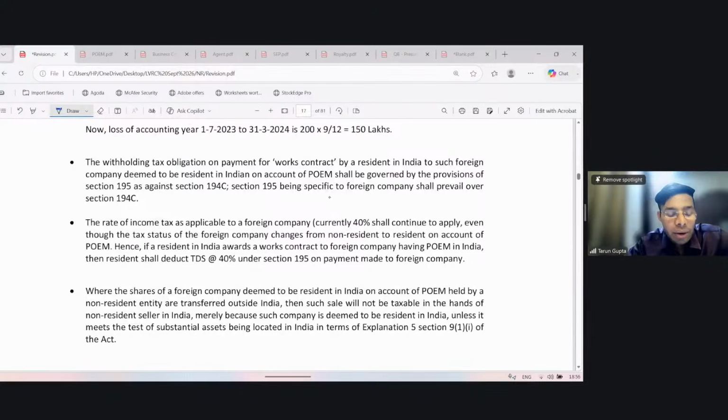Now see, the withholding tax obligation on payment for a work contract by a resident in India to such a foreign company deemed to be resident in India on account of POEM shall be governed by the provision of Section 195 as against 194C. Section 195, being specific to foreign companies, shall prevail over 194C. So clear? The rate of income tax as applicable to a foreign company, 35%, shall continue to apply even if the company becomes resident on account of its POEM.